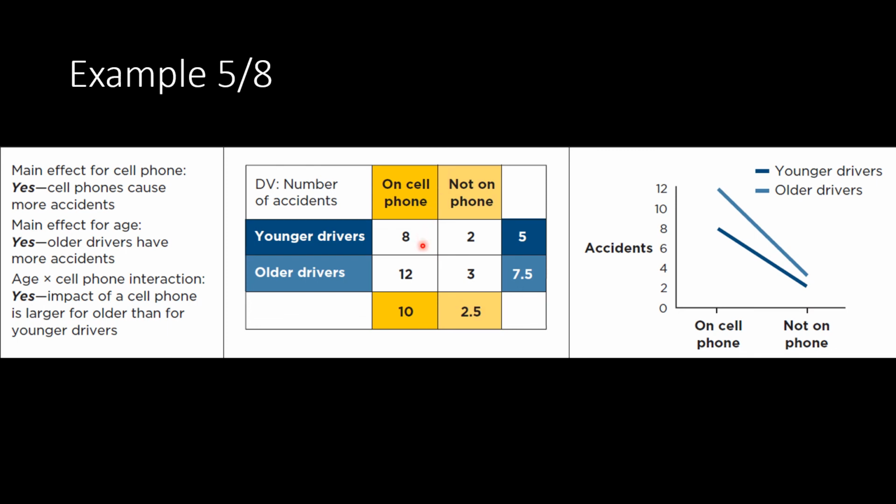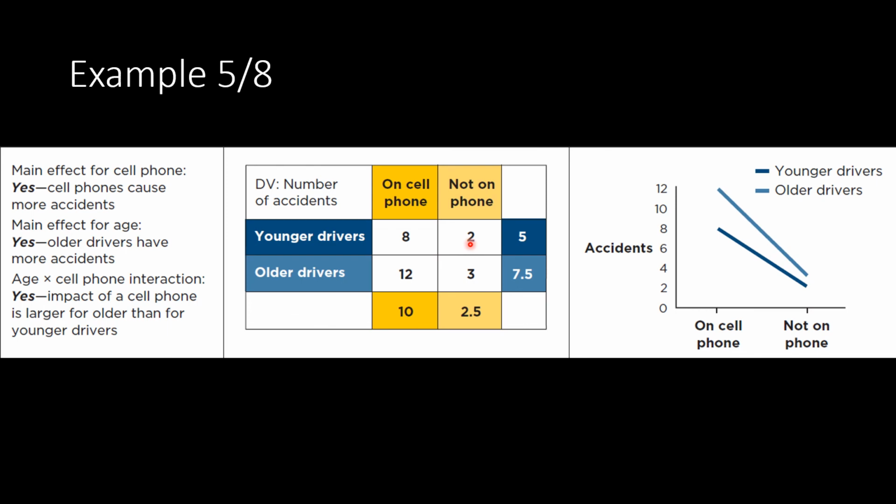But now you can also see that the relationship changes differently. When younger drivers go from not being on their phone to on their phone, there is an increase in accidents of about 6 extra accidents. For older drivers, the increase is even greater. They go from 3 accidents when they're not on their phone all the way to 12 accidents when they are. So for young people, being on your phone only increased it by 6 accidents on average, whereas for older drivers, it increased by 9 accidents, right?